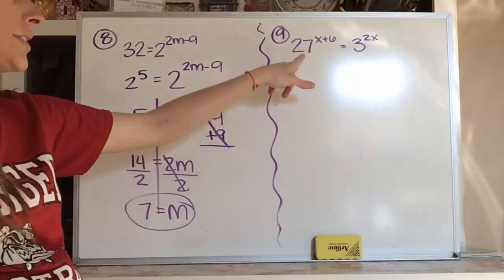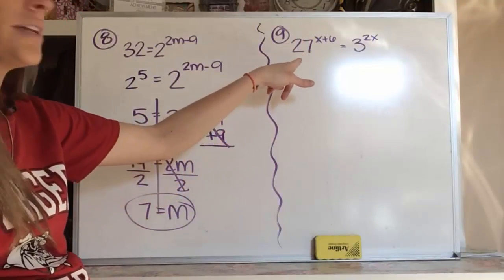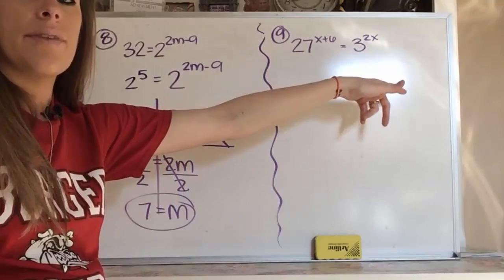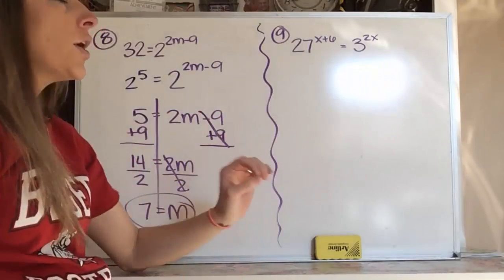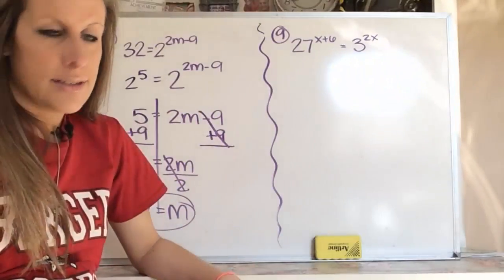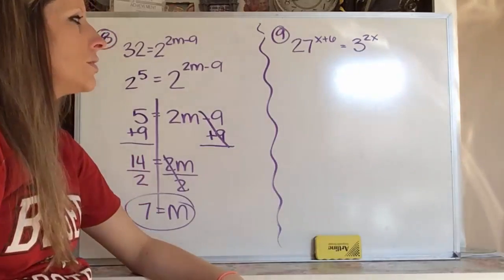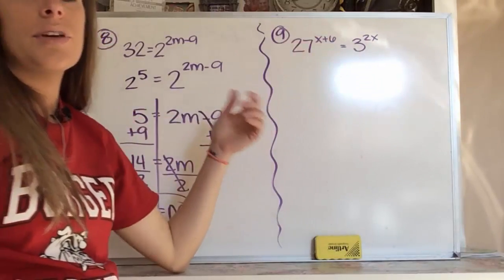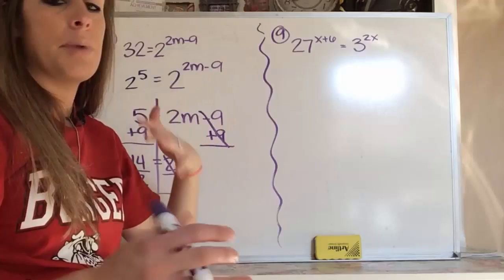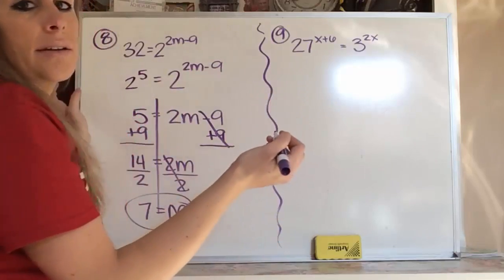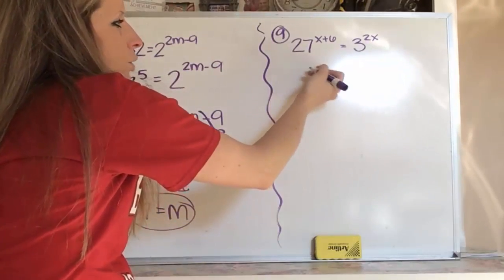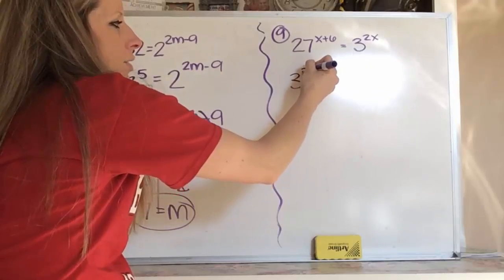So on the left side, on number 9, we have 27 as a base, and on the right side we have 3 as a base. So we need to get the same base. So let's try a base of 3. Can we get 27 out of a base of 3? And you can. To get 27, that's the same thing as saying 3 cubed.